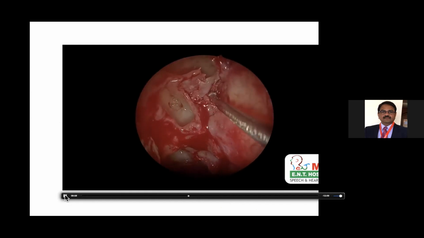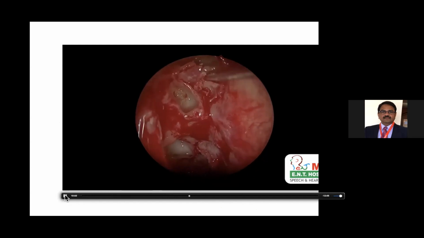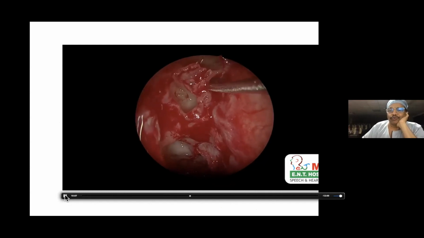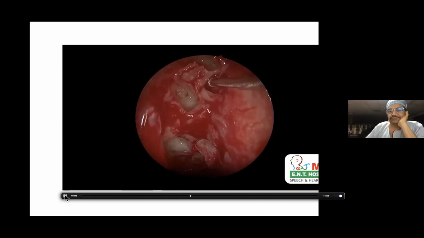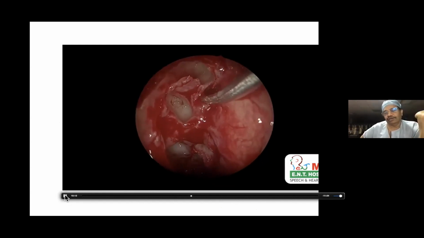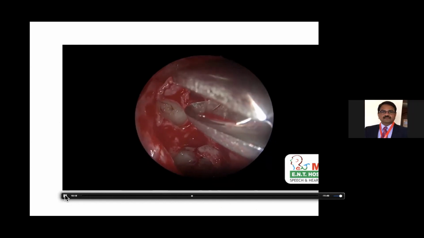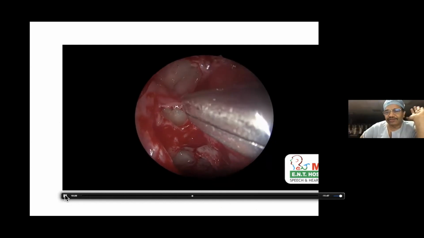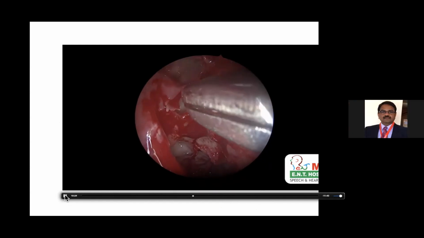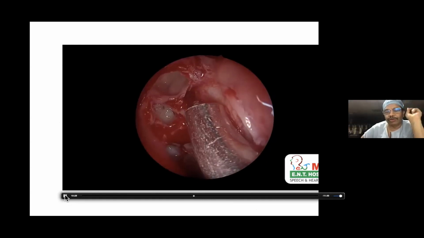So one of the risks of operating in the frontal recess is that the skull base is very close. So we have to be very careful. Now I am opening these cells. If the cell is attached to the lateral wall of the nose, a frontal recess cell, you have to lateralize it. If the cell is attached to the medial wall, you have to medialize. I'm removing only bone. I'm not removing the mucosa. I'm not holding the mucosa.